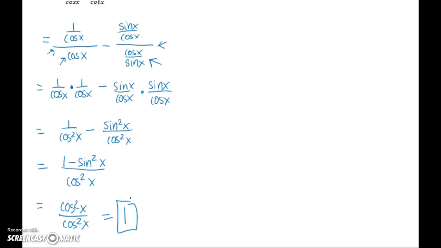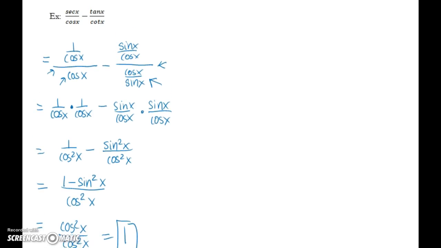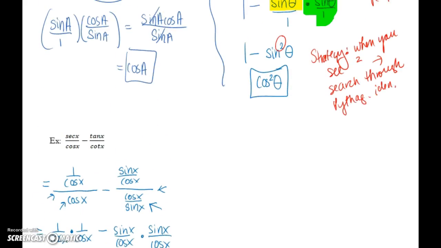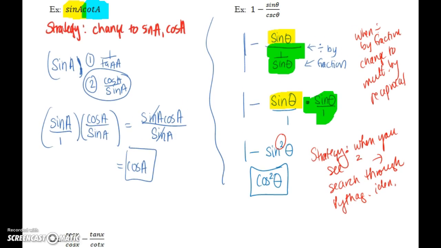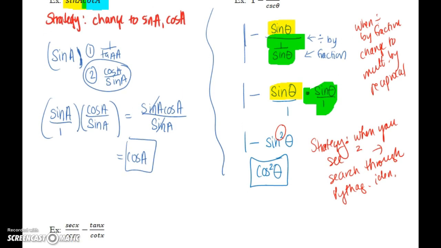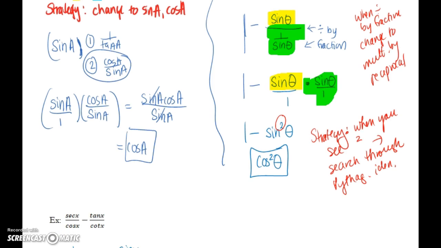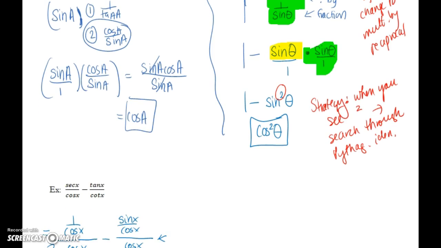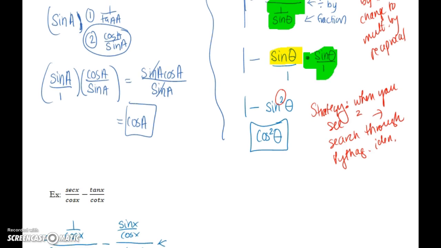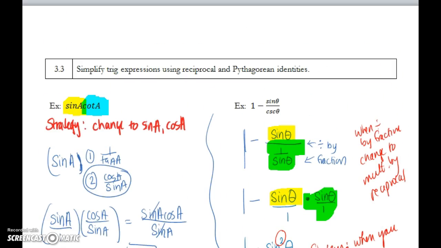Again, every problem is different, so some of the strategies we used are to convert to sines and cosines, change to multiplying by the reciprocal when you're dividing by a fraction, and when you see a square, use your Pythagorean identities. And again, you might hit a roadblock and have to reverse and try again. That can happen. That is standard 3.3, simplifying trig expressions.